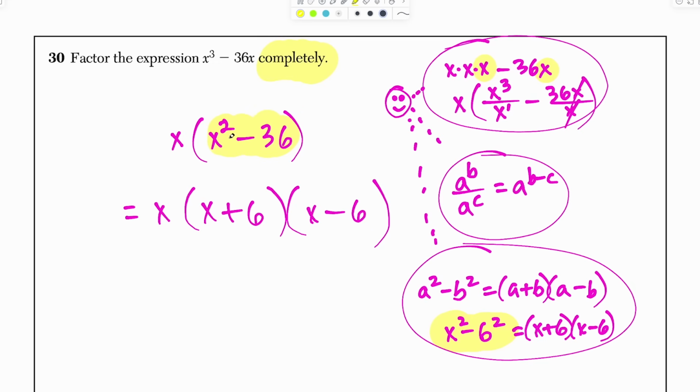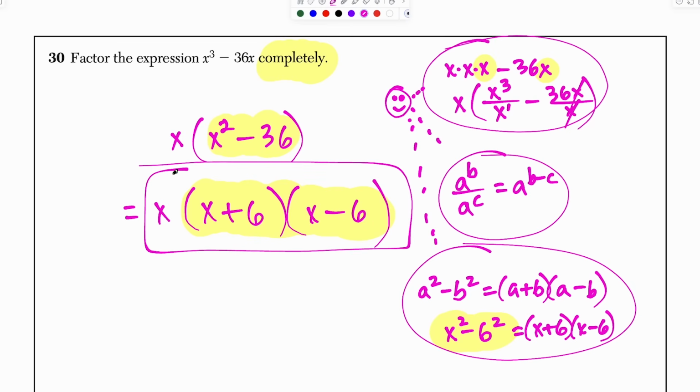Okay, so this part, just so we see how it connects here, x squared minus 36 factors to this, but our expression here at the end is the original expression factored completely.